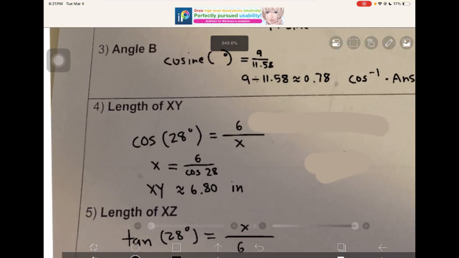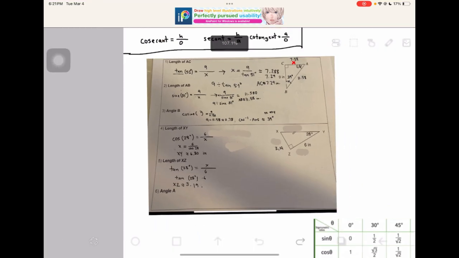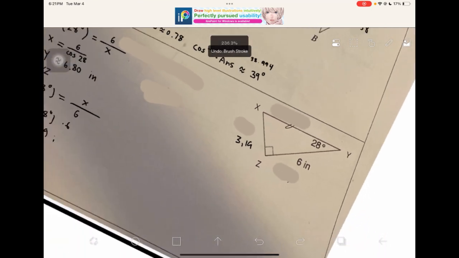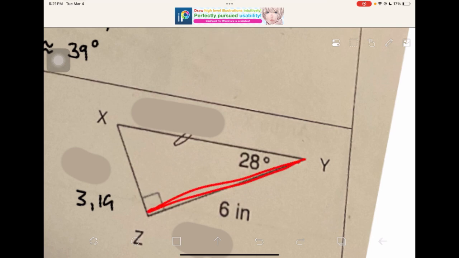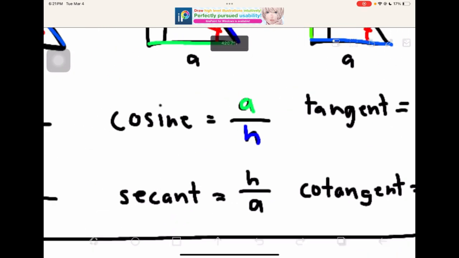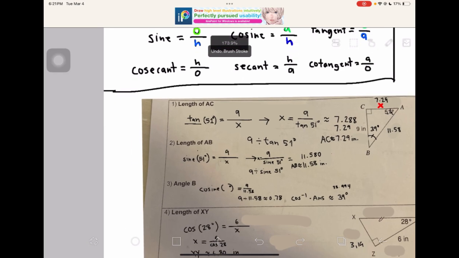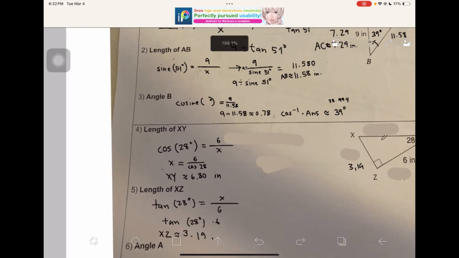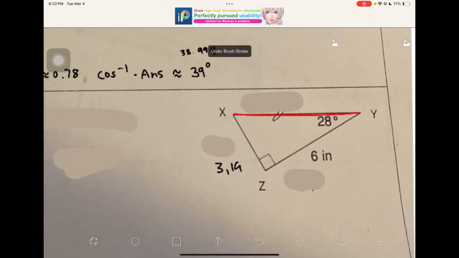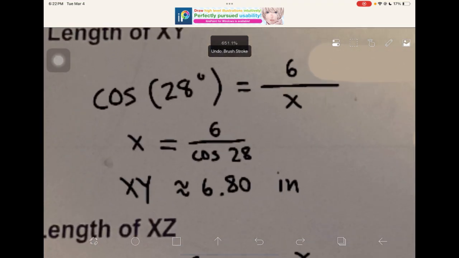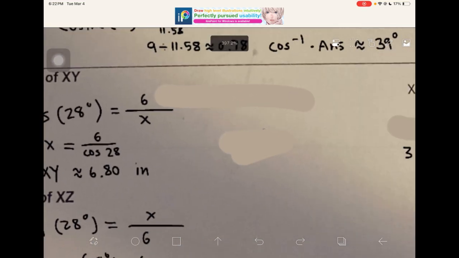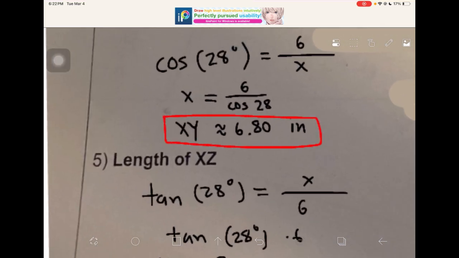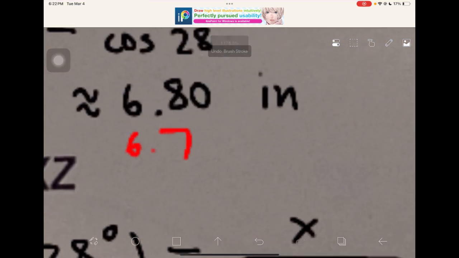So we need to find the length of XY given these points. XY is the hypotenuse and we're given the adjacent. So with an adjacent and the hypotenuse, the best thing to use is cosine. I put here cosine of 28 is equal to 6 over x. That's 6 adjacent over the hypotenuse, which is unknown. Then I rewrote it as 6 over cosine 28. That's what we did in the previous one. And we got that XY is approximately 6.80 inches, or 6.795 to be exact.